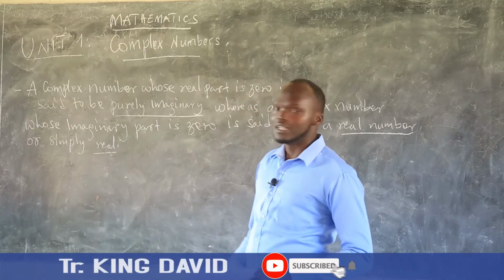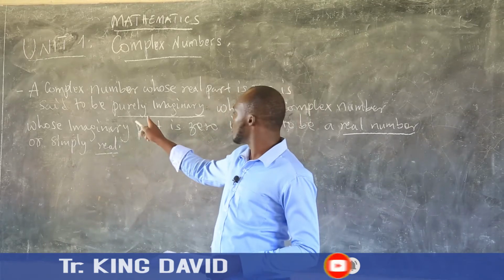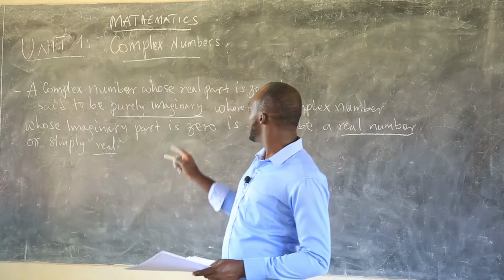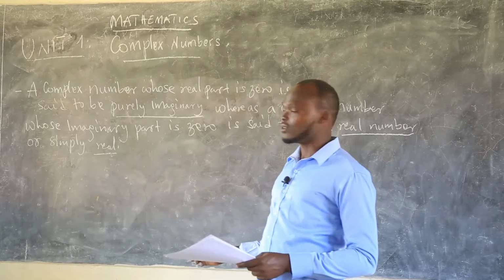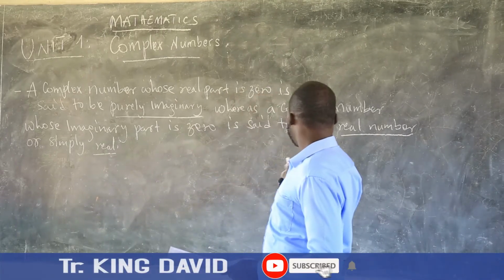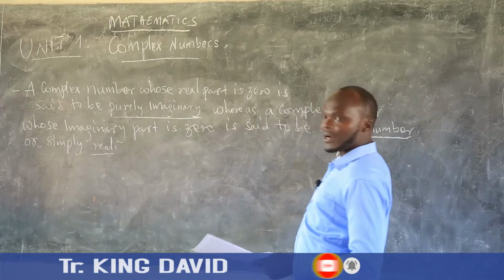Okay, now, a complex number whose real part is 0 is called pure imaginary. That is a complex number whose real part is 0. It is called pure imaginary. And a complex number whose imaginary part is 0 is called a real number.